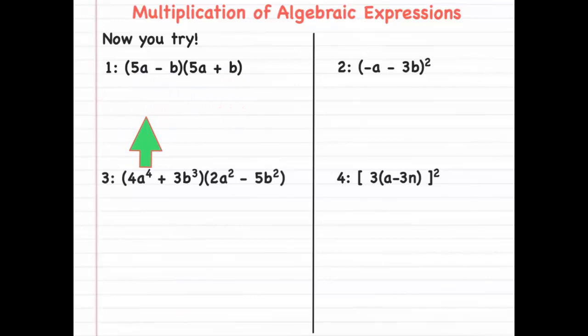So we can just simply go first times first, second times second, and I am done. So 5a times 5a, that will be 25a squared, and then minus b times plus b will give me minus b squared, right? Because a minus times a plus is a minus. And remember, you are multiplying these, right? Go and look at the recipes.